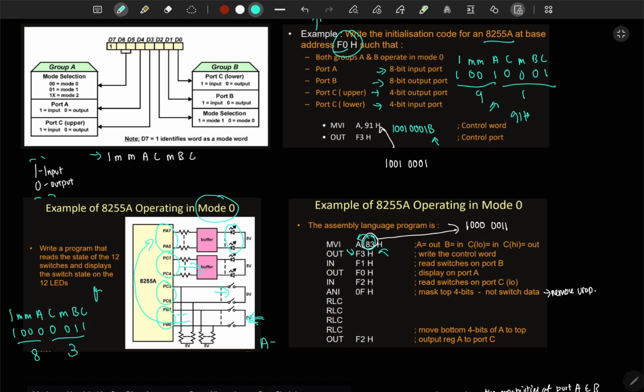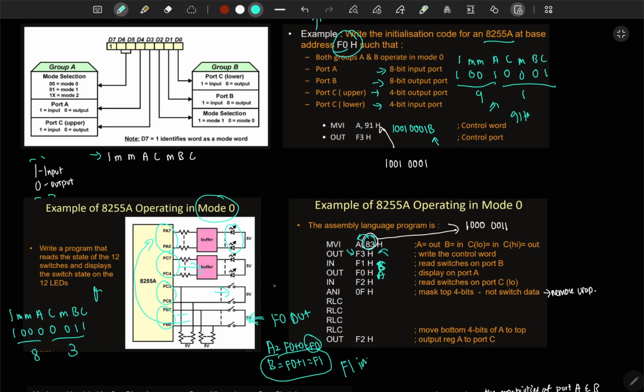A is equivalent to, the B is F1, A is 0. So A is equivalent to base address plus 0, which is equivalent to F0, whereas B is base address plus 1, which is F1. So in this case B is working as output, so F1 is our out, and A is working as our input, so A1 is our output and B1 is our input, so F1 is our input. So here F1 is the input, B is our input, and A is our output.